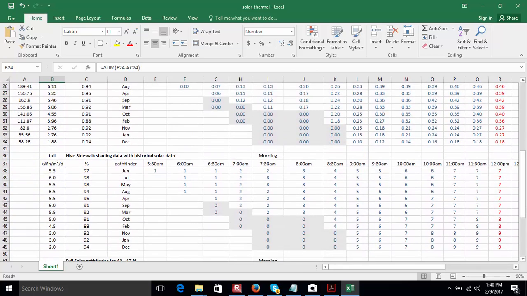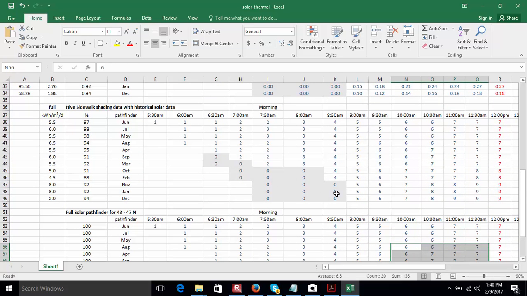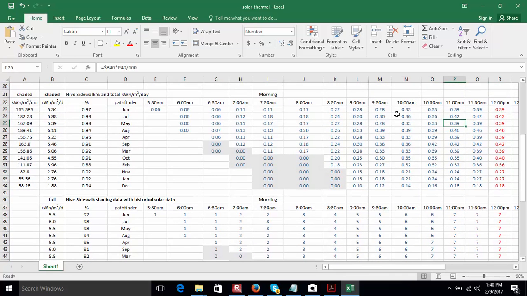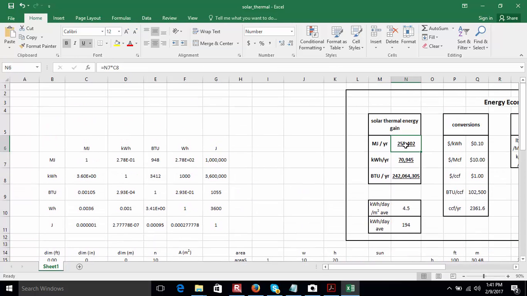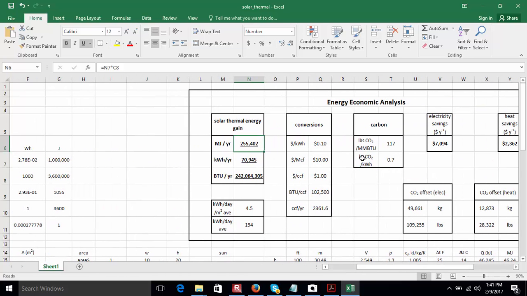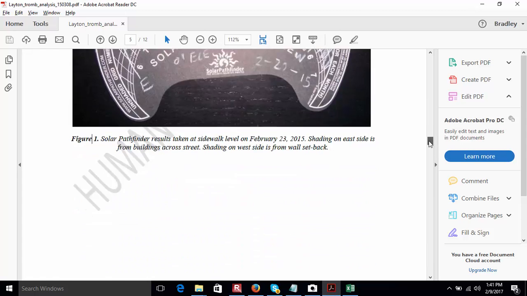So just to review what I did. Here's the raw chart from Solar Pathfinder. Here is the shading along with percentages, and then each of these numbers is actually the kilowatt hours per square meter at that particular location. So I went from percentage, total percentage, my specific percentage, up to kilowatt hours on a half hour basis. And the whole thing got summed. There's your kilowatt hours per year, there's your megajoules per year. And then from there, I just calculated my pounds of CO2 per kilowatt hour, pounds of CO2 per million BTUs, electrical savings, heat savings, CO2 offset. So this is a pretty thorough analysis using the Solar Pathfinder.